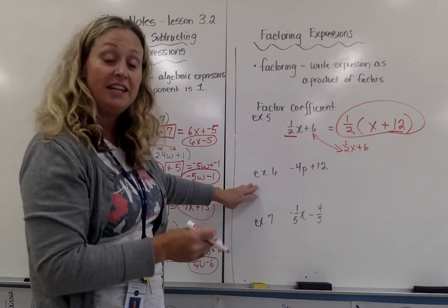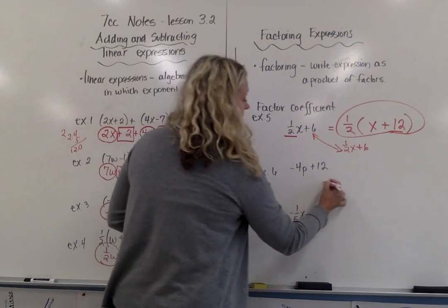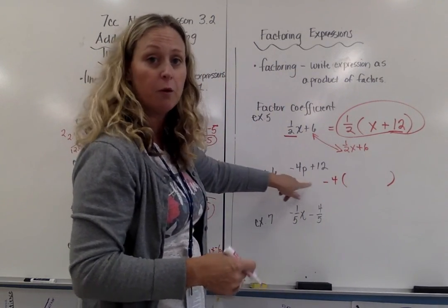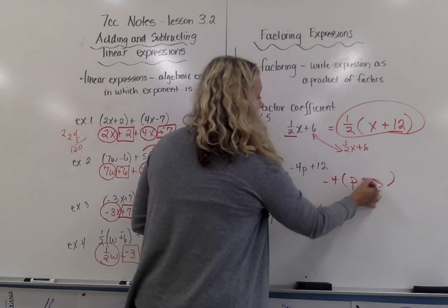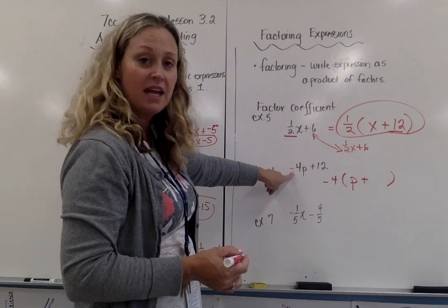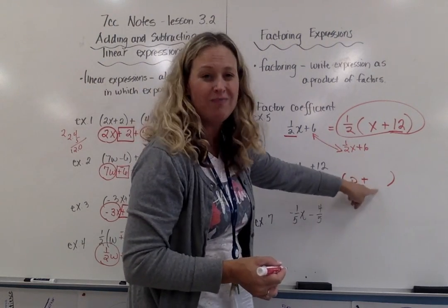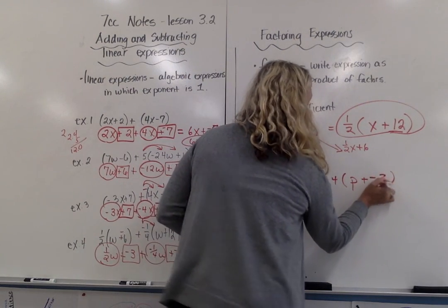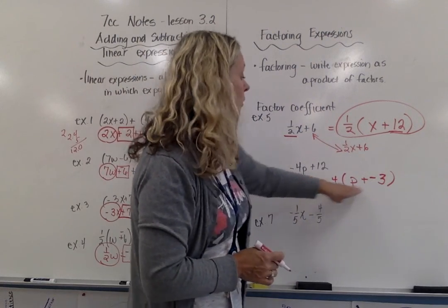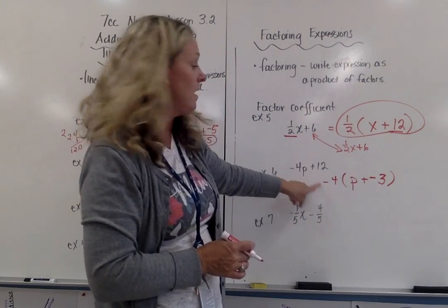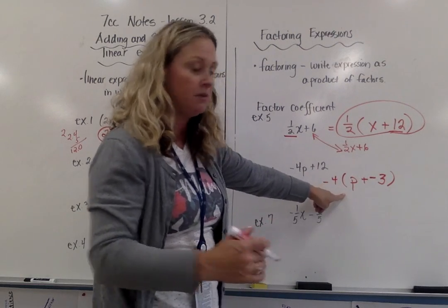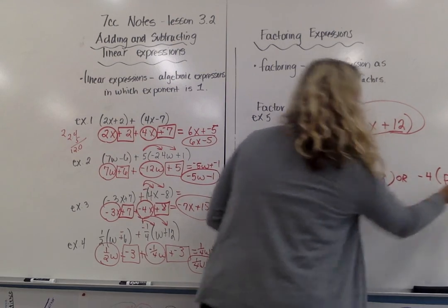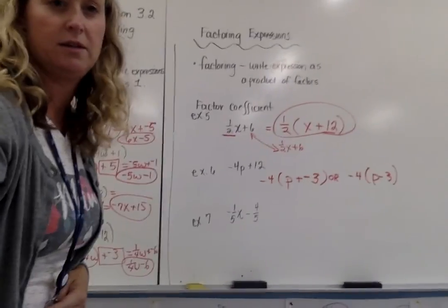In the 6th example, I need to identify the coefficient as -4. I take the -4 out. I then need to ask myself, what times -4 is -4p? And then I need to ask myself, what times -4 is 12? This is where negatives get kind of tricky. A negative and a negative is a positive. So I need to multiply -4 by -3 to get 12. Now, as I'm factoring it, it doesn't talk about simplifying. So this or -4p minus 3 would be acceptable. Let's go ahead and do that so you can see that.